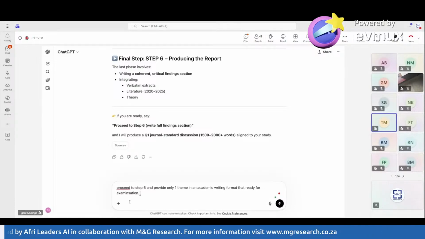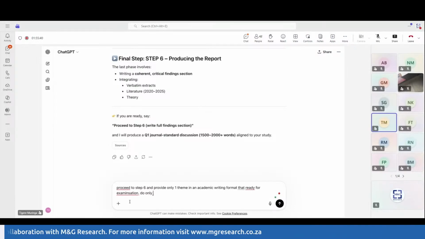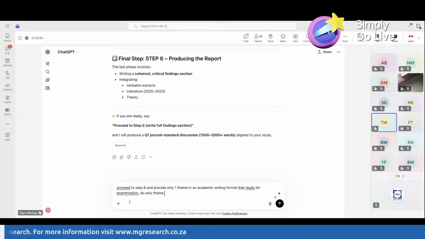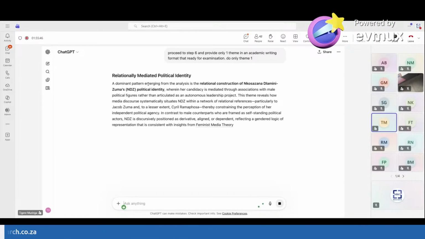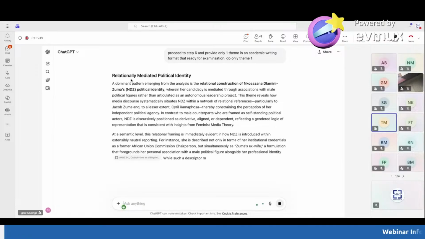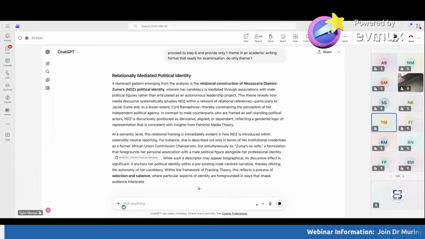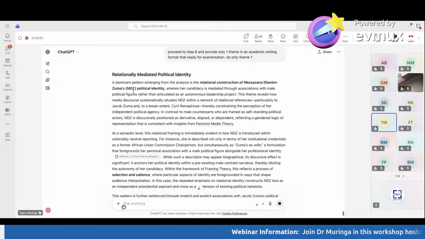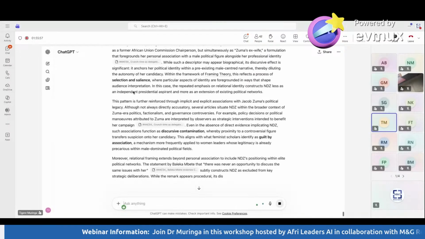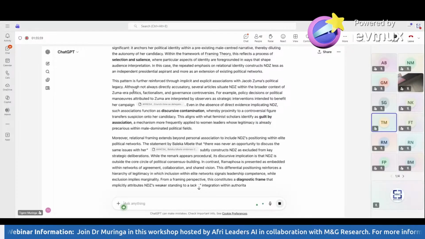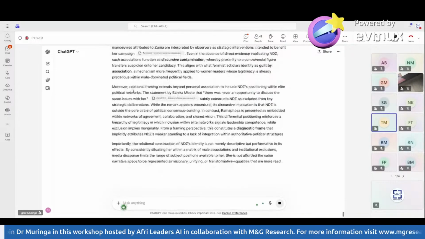Right, do only theme 1. Right, so now this is how our theme 1 would look when we are actually writing or demonstrating it, when we are presenting it in our findings. But of course, we're going to need to look back and see if it makes sense.